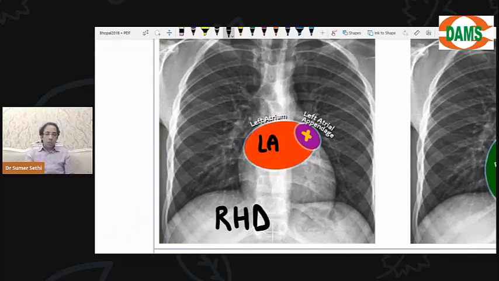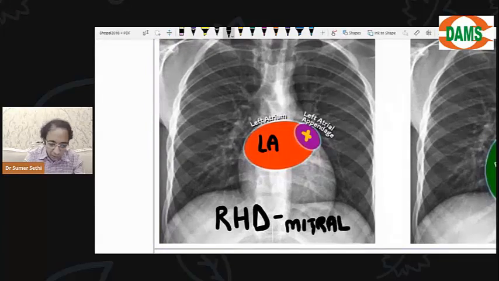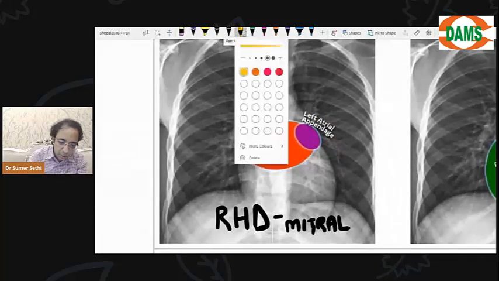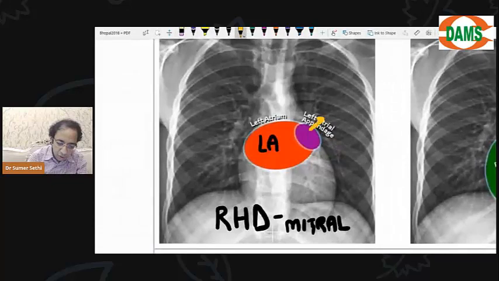Anybody now? Have you heard of a disease called rheumatic heart disease? In rheumatic heart disease, typically you have a disease involving the mitral valve. So if you have a mitral valvular disease, the left auricle starts to bulge in this direction. If you have mitral stenosis or mitral regurgitation, the left auricle starts to bulge in this direction.